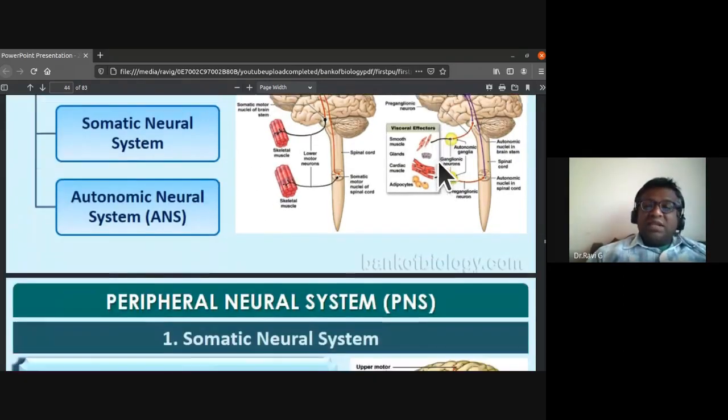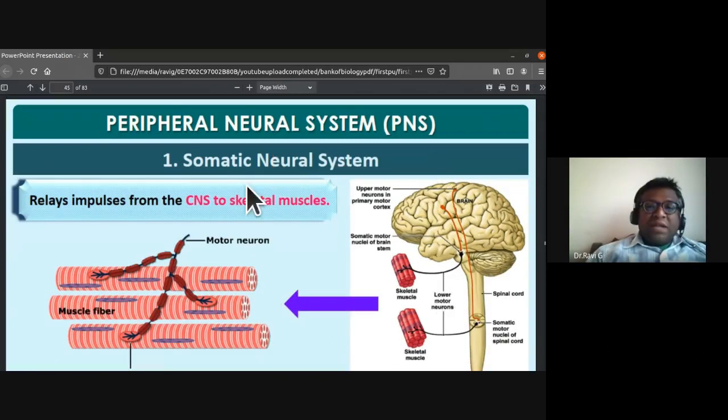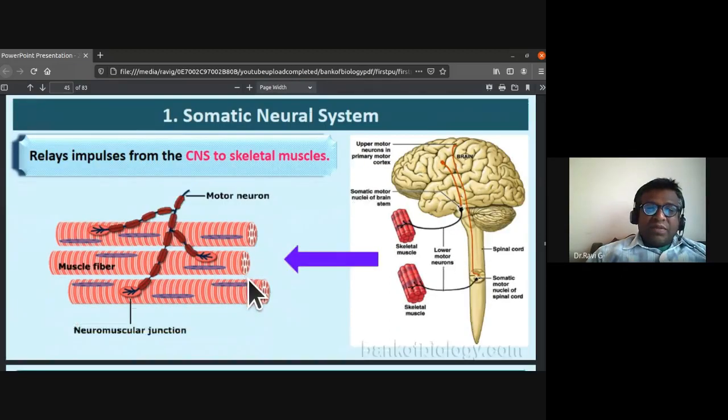See, the somatic nervous system relays impulses from the central nervous system to skeletal muscles. They carry the nerve impulses from the central nervous system to the skeletal muscles. So we call it the somatic nervous system.